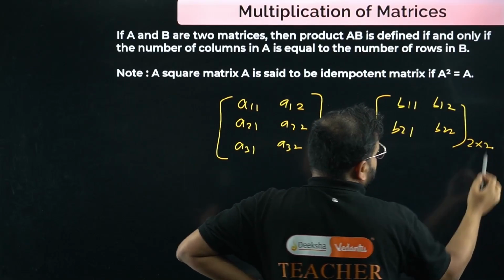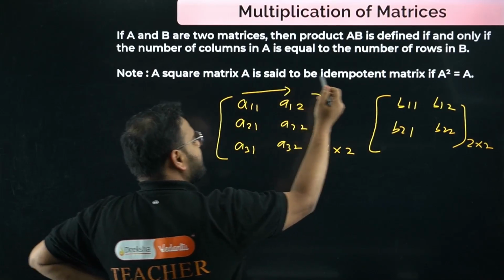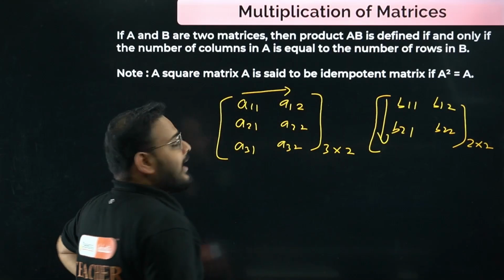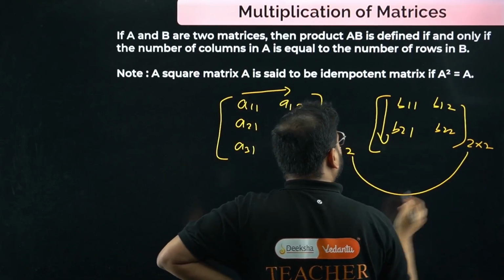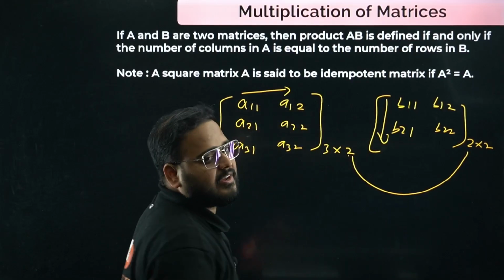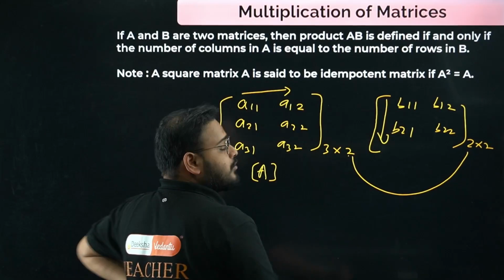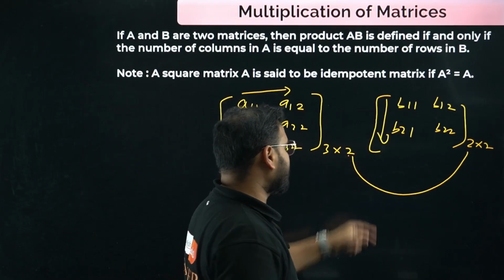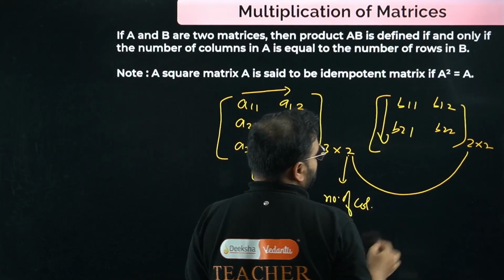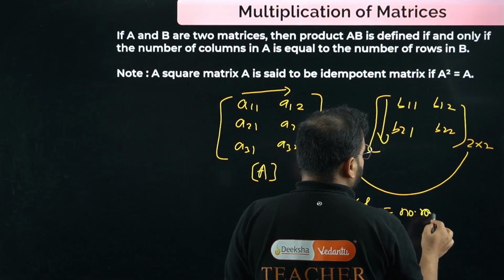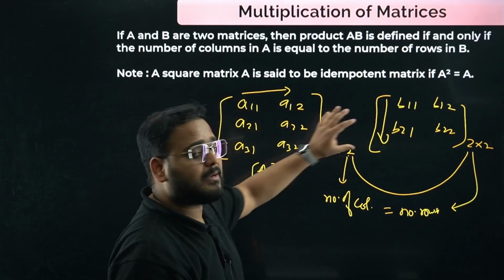What is this going to be? 2 cross 2 matrix. Okay, so what you do over here is take the first row and multiply with the first column. And we can do the multiplication over here because this is equal. What is this called as? Number of rows in the first matrix. If I call this matrix A, number of columns over here should be equal to number of rows over here. Got it? When you get that right, it means the multiplication is possible.